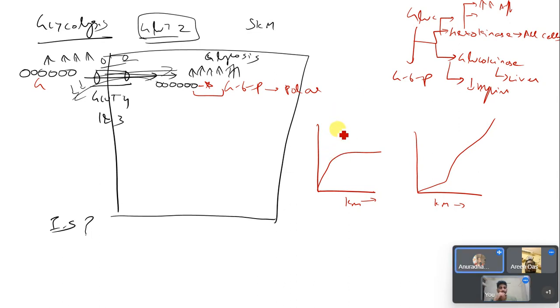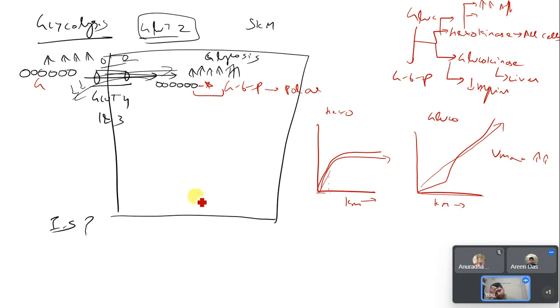For hexokinase, since the affinity is high, Km will be low. Hexokinase is this, and this is glucokinase, because the Vmax is quite high here. As the concentration of the substrate increases, the conversion capacity also increases. But in hexokinase, initially it increases, and at lower concentration it is easily able to trap the glucose, but as the glucose concentration increases, it fails to do so. So it reaches the Vmax very quickly compared to glucokinase. That's the difference between hexokinase and glucokinase.